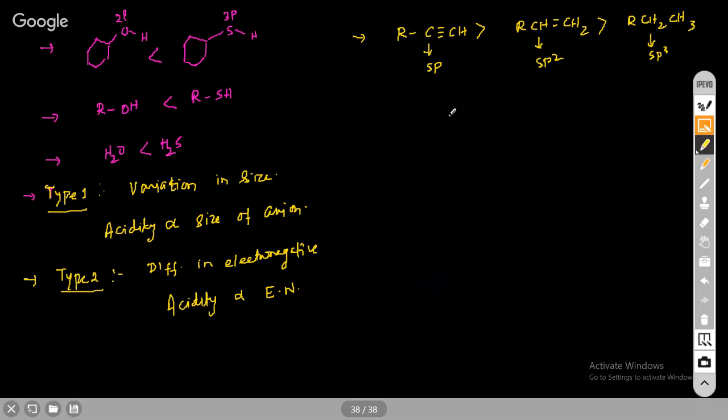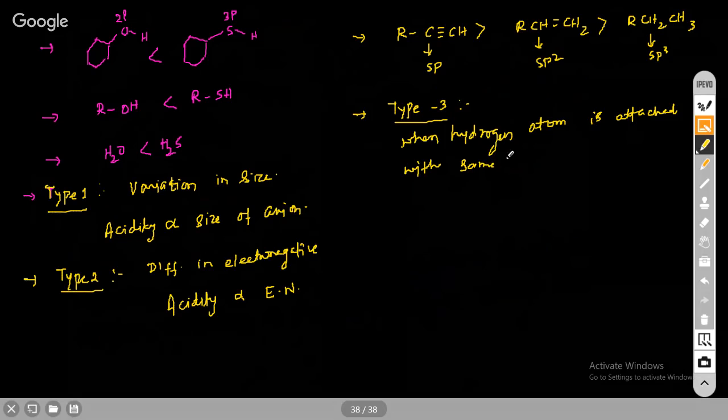Now the third type that we have in this is type 3, that you write down when hydrogen atom is attached with same kind of atom.